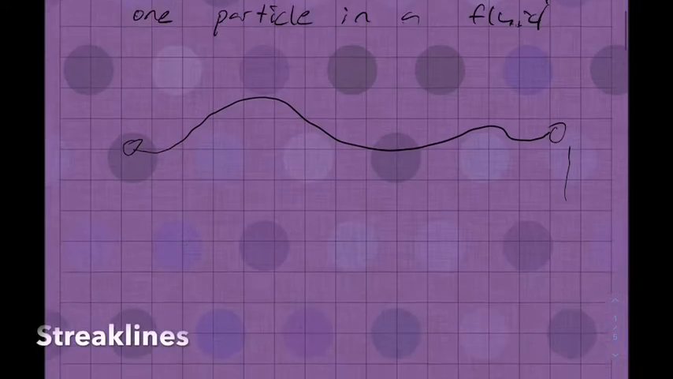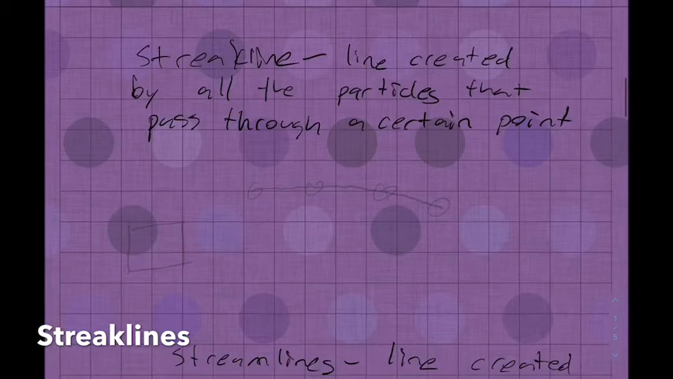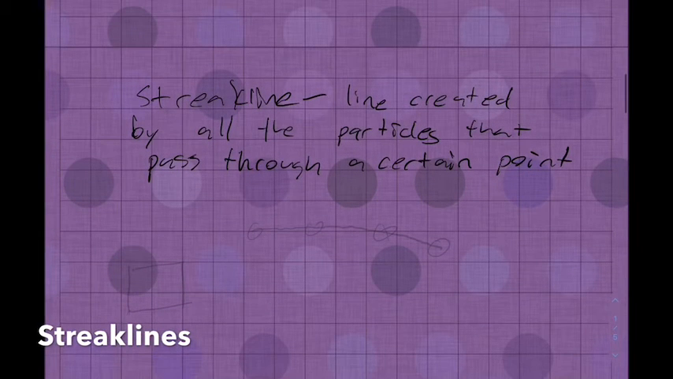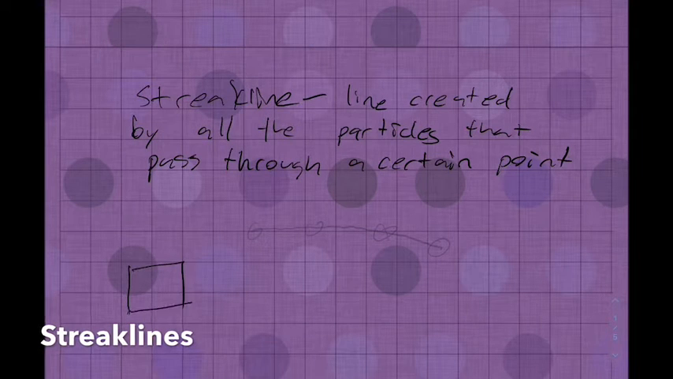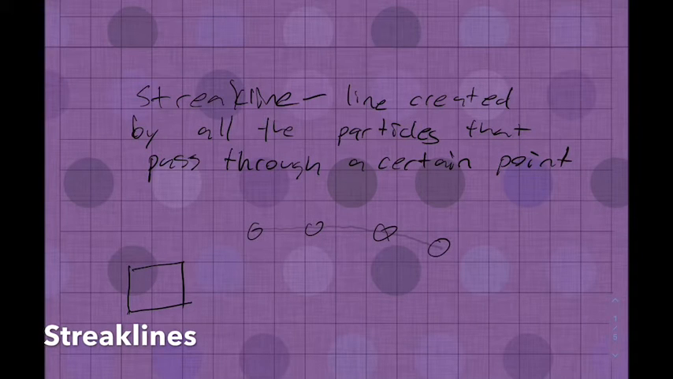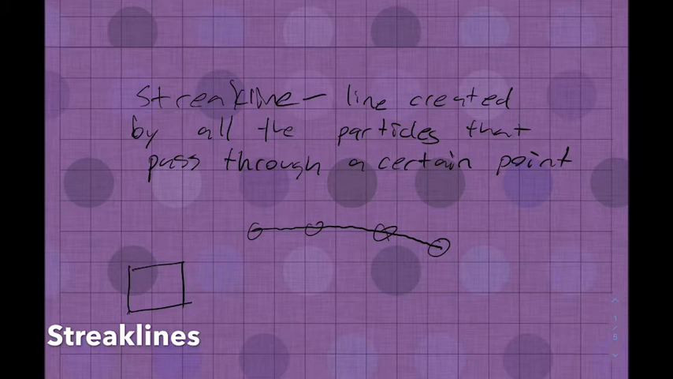Okay, next I'm going over the definition of a streak line. A streak line is a line created by all the particles that pass through a certain point. So if I were to pick a certain point inside of the fluid, let's say we'll just draw it as a box, all the particles that pass through this point are tracked. Let's say we found and counted 4 particles that passed through this one point. All we have to do now is just trace the line that connects all 4 of these particles, and that's what you would call a streak line.